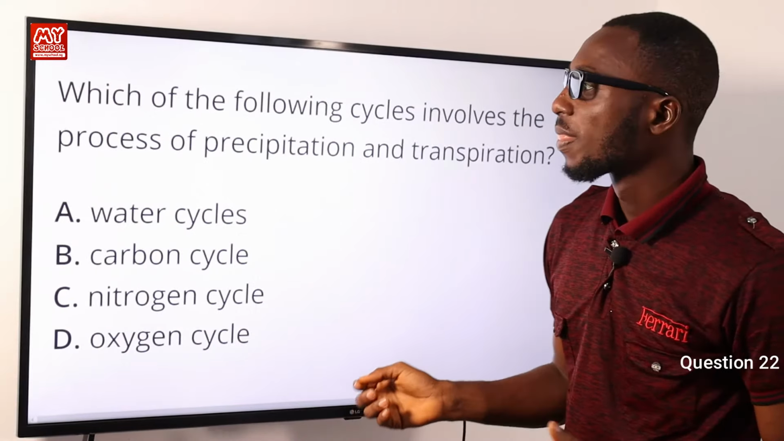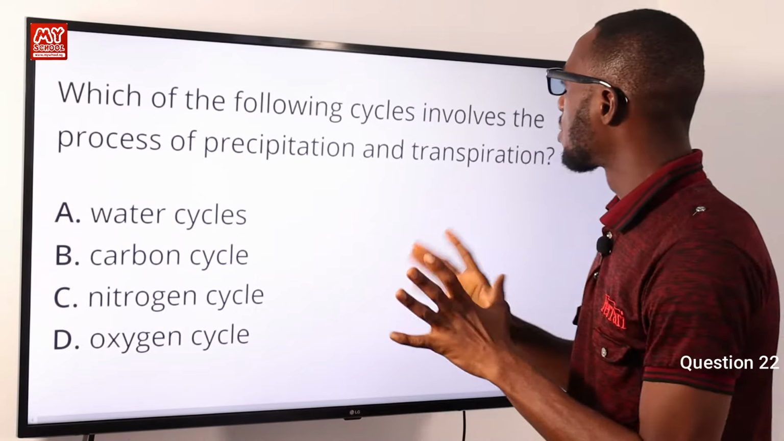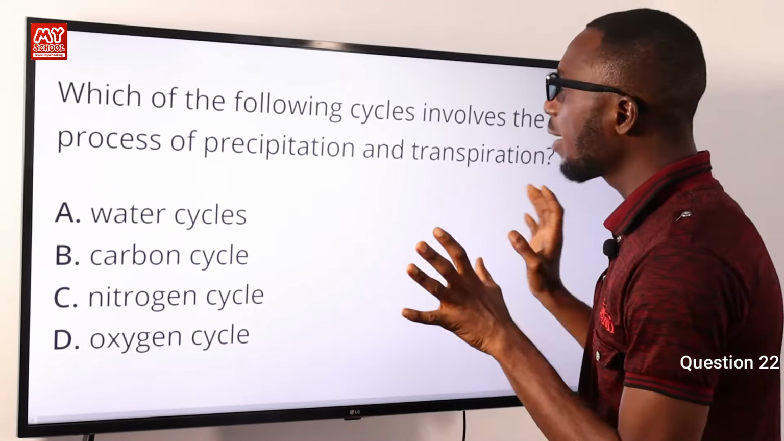Number 22. Which of the following cycles involves the process of precipitation and transpiration? Once you understand all of these processes listed here, you would know which one of them involves this and this. So option A is the correct option, water cycle.